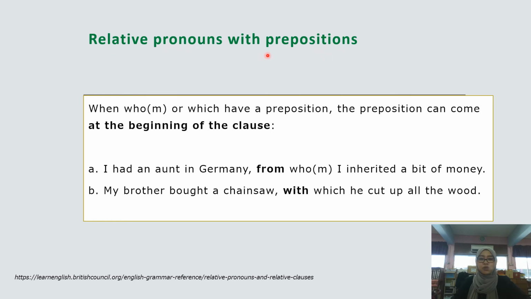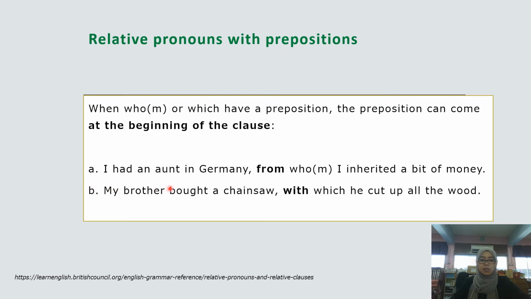I'm sure you know what prepositions are, right? The words like from, with, above, and so on. When who, whom, or which have a preposition, the preposition can come at the beginning of the clause. Clause means a part of the sentence. So it can be at the beginning of the sentence. Let's look at the example.